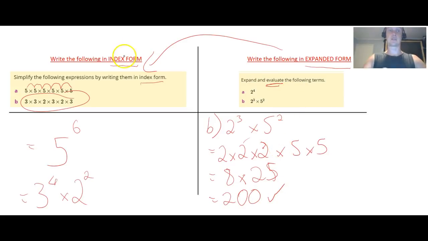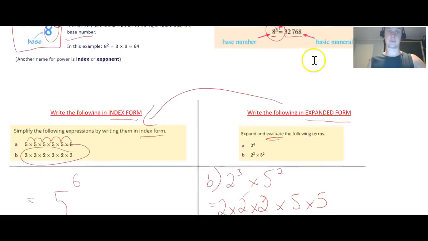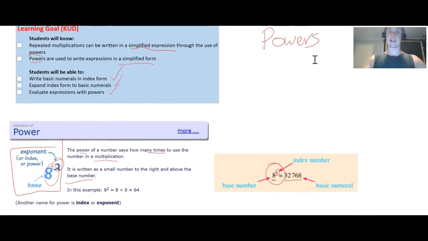Make sure you know the difference between index form, expanded form, and how we set out our exponents or power numbers. You have a base number, an index number, and you get the answer as a basic numeral.